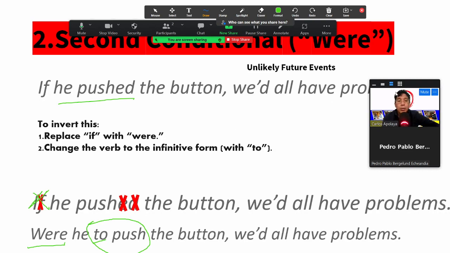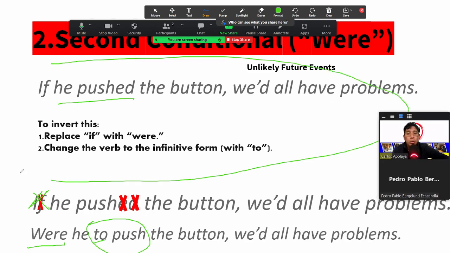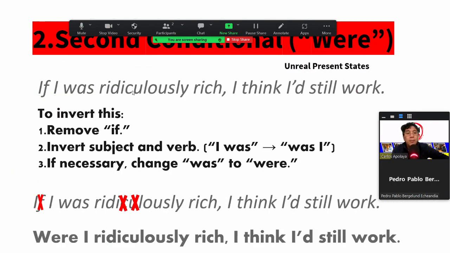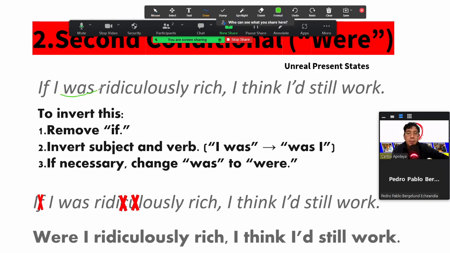Ahora, todo esto funciona con todos los verbos. ¿Qué pasaría ahora si tengo mi verbo to be? Let's go here. Focus on this sentence. If I was ridiculously rich, I think I'd still work. Pero ¿qué pasa si ahora tengo mi verbo to be? Ya no es un verbo cualquiera, ¿no? Como if I pushed. ¿Te acuerdas? Ahora mira, remove the if. Voy a mover el if.